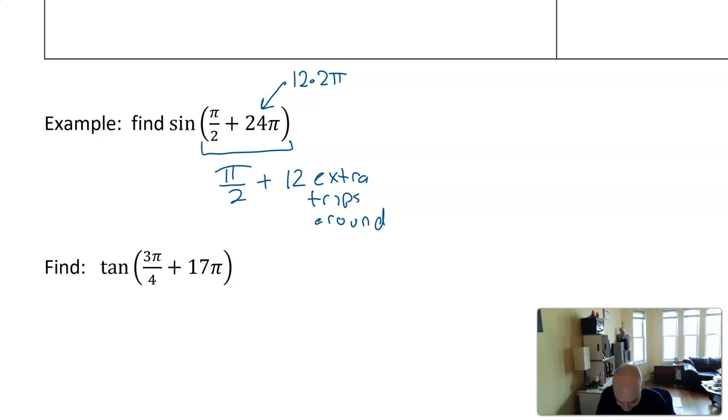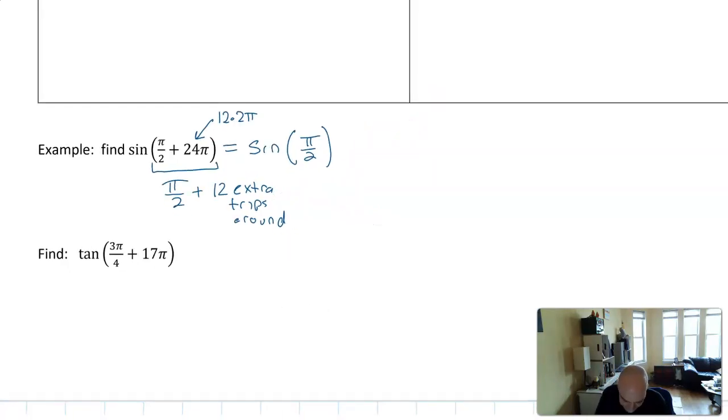So if I want sine of pi over 2 plus 24 pi, by the identity that I wrote above, that is equal to just the sine of pi over 2. And I still have to compute sine of pi over 2. So pi over 2 is up here, 90 degrees. It has coordinates (0, 1). Sine of theta is equal to y. So the sine of pi over 2 is the y coordinate, which is 1. So sine of pi over 2 plus 24 pi is the same as sine of pi over 2, which is 1.